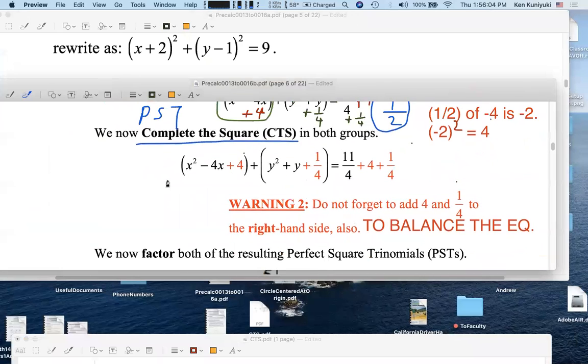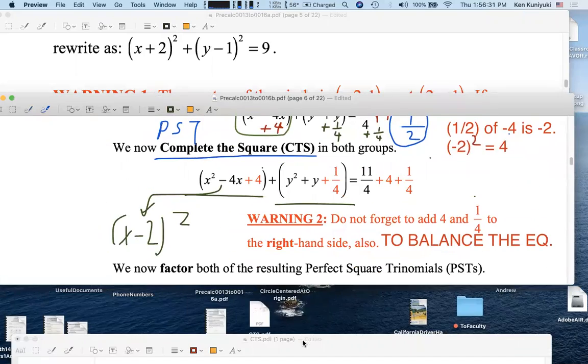Okay, well, these are PSTs. How do you factor them as squares of binomials? x squared minus 4x plus 4. That's the square of x. Then you grab the middle sign here. That's a minus sign. What's the square root of 4? 2. Okay. Another way to look at that, half of -4 is -2.